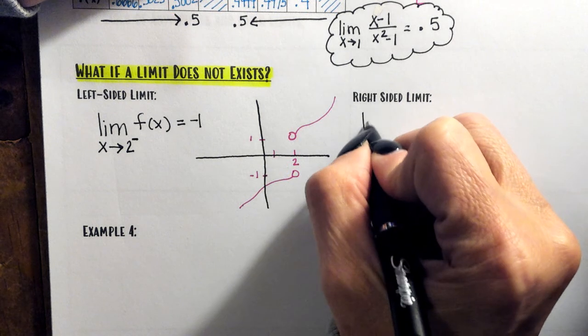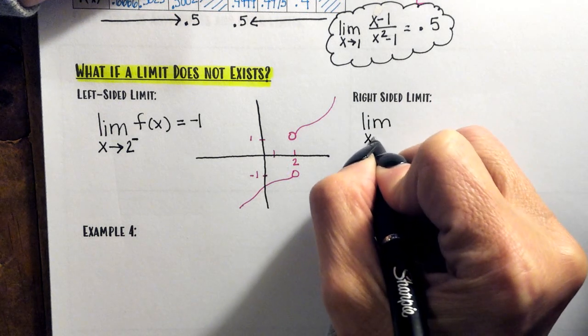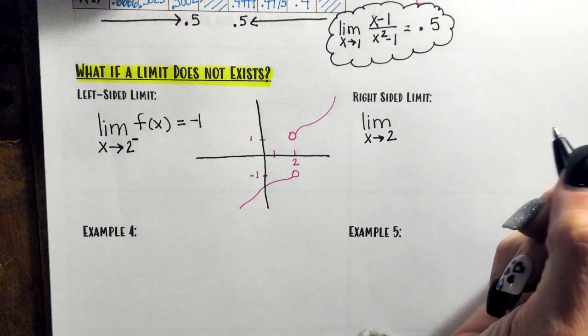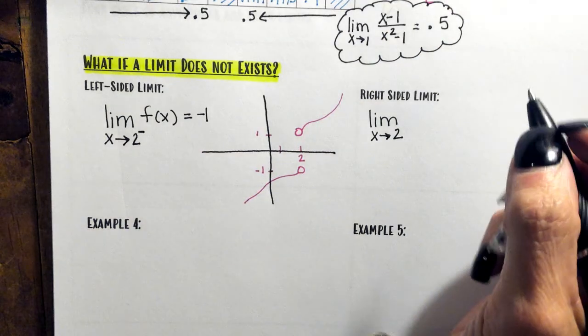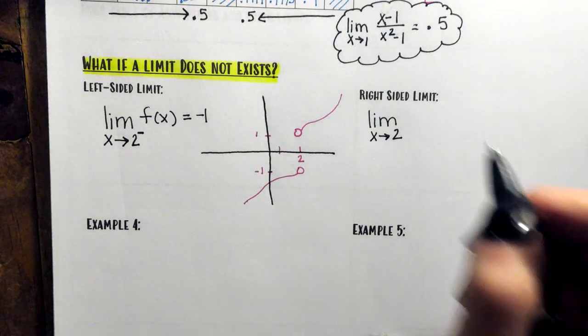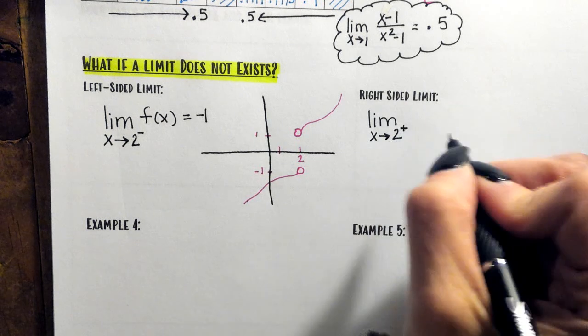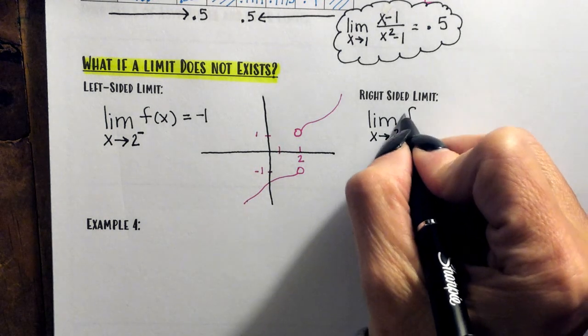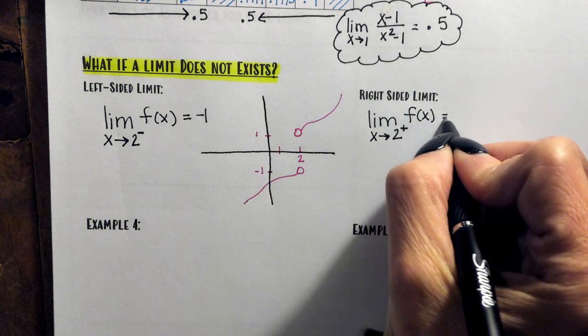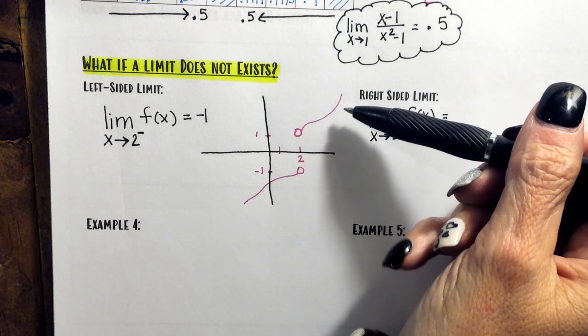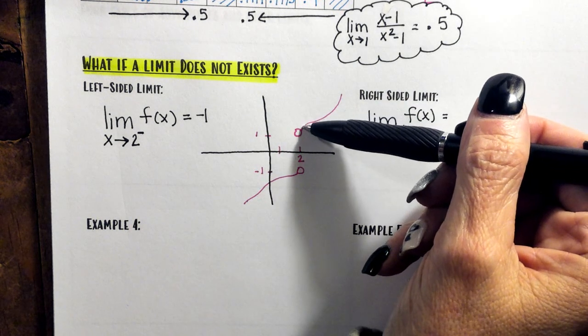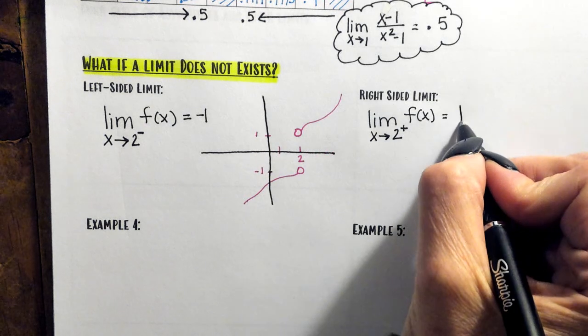Okay, when I come from the other side, the limit as x approaches 2, what do you think I'm going to put for 2 right there from the right? Hopefully you're thinking a plus sign and you would be right. From the right of f of x, because I don't know what this function is, I just made it up. Well, as I come from the right, I'm getting really, really close to 1.